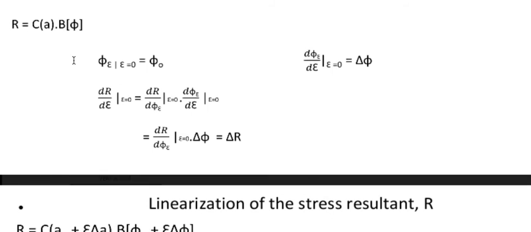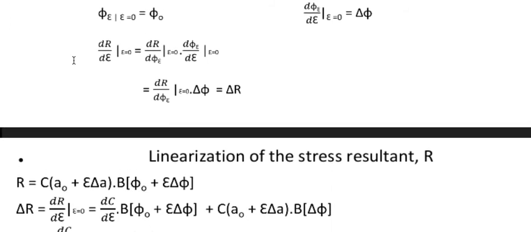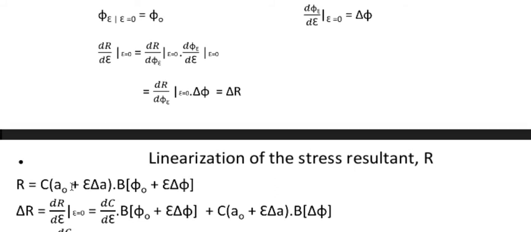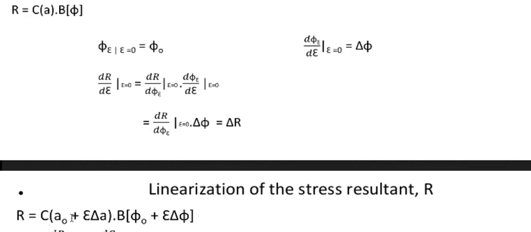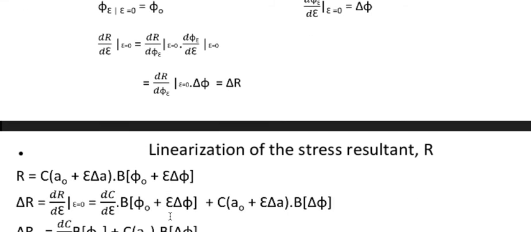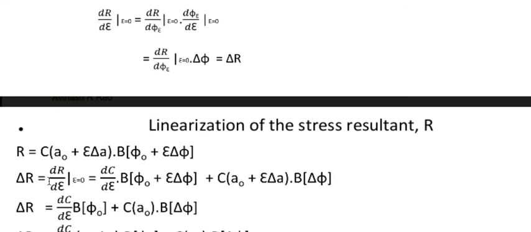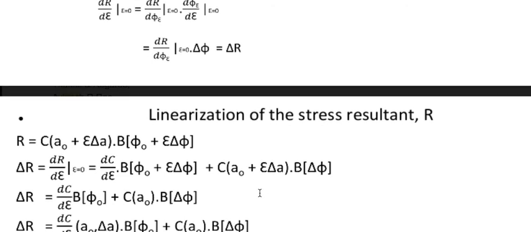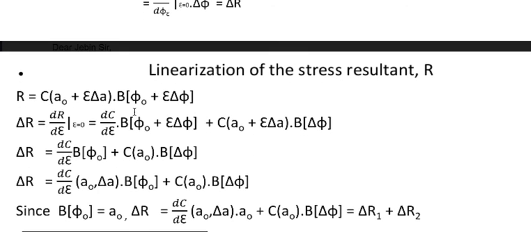Basically this expression is the expression of R, and this we have to differentiate with respect to phi epsilon, or rather we can say just with respect to epsilon when we express everything in terms of epsilon. So we first write the expression of A in terms of A naught plus epsilon delta A, and phi as phi naught plus epsilon delta phi. Then we simply do dR by d epsilon. So we'll get dC by d epsilon dot with this term held constant, applying just the product rule, plus C of A naught plus epsilon delta A dot with B delta phi.